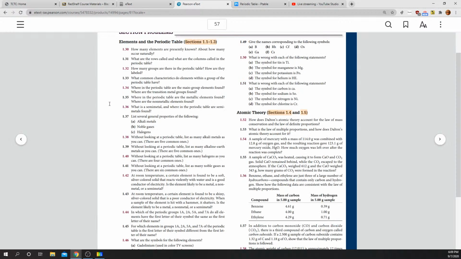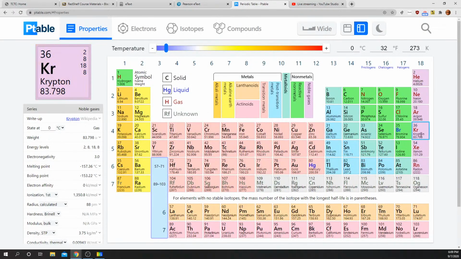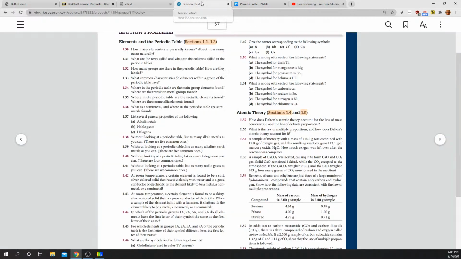How many groups are there in the periodic table, and how are they labeled? Okay, the number of groups is relatively easy. That's just how many columns there are, which means there's 18 plus 14 is 32 total groups. How are they labeled? I don't know quite what they mean by that. I mean, some of them have names, if that's what they mean.